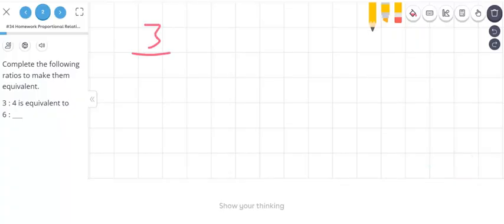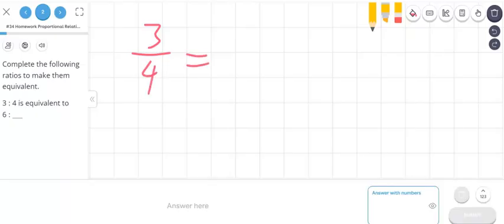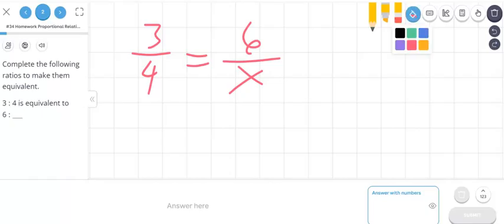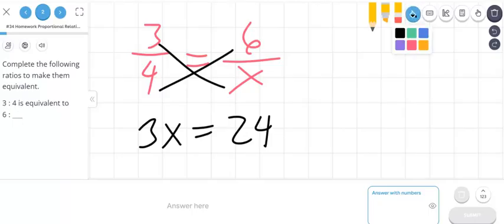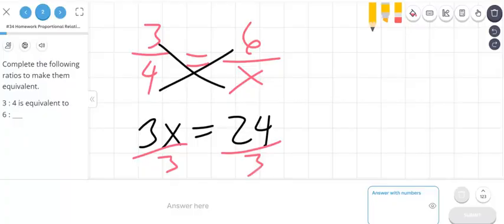So, 3 over 4 is equivalent to 6 over blank. So, if we do our cross products, 3 times x is 3x. 6 times 4 is 24. Then we need to divide both sides by 3. That's why it's important to know how to solve equations. 24 divided by 3 is 8.